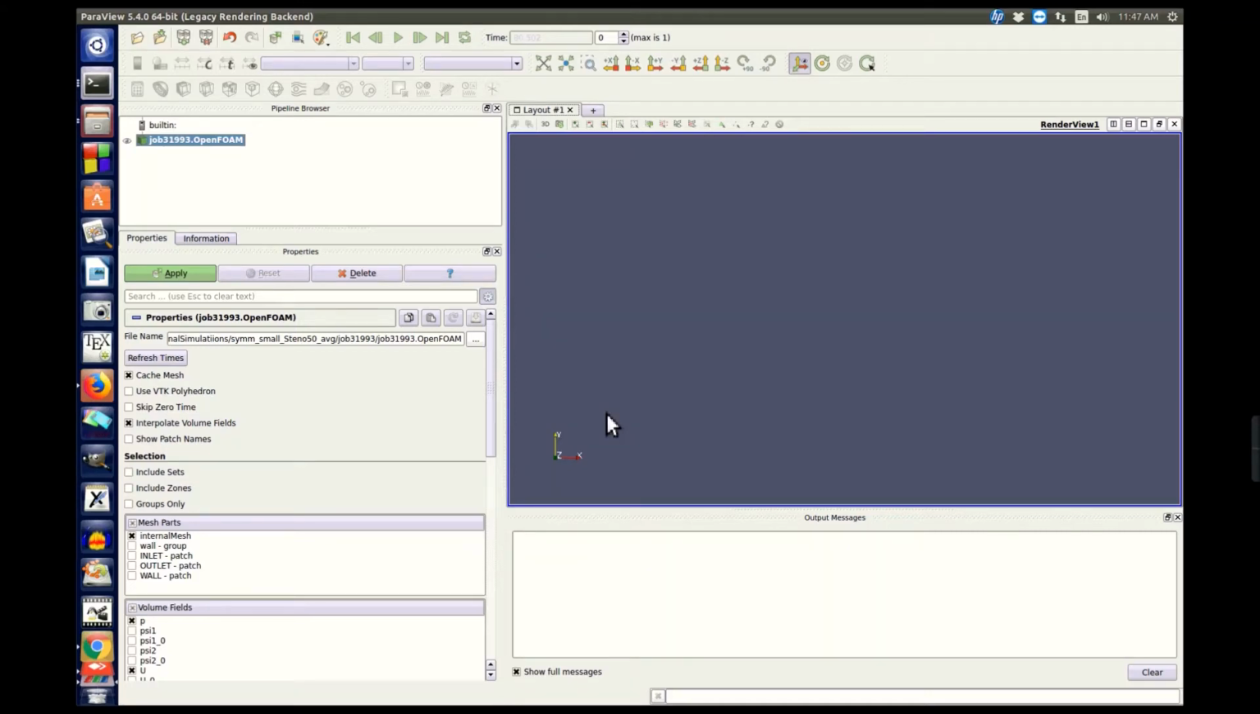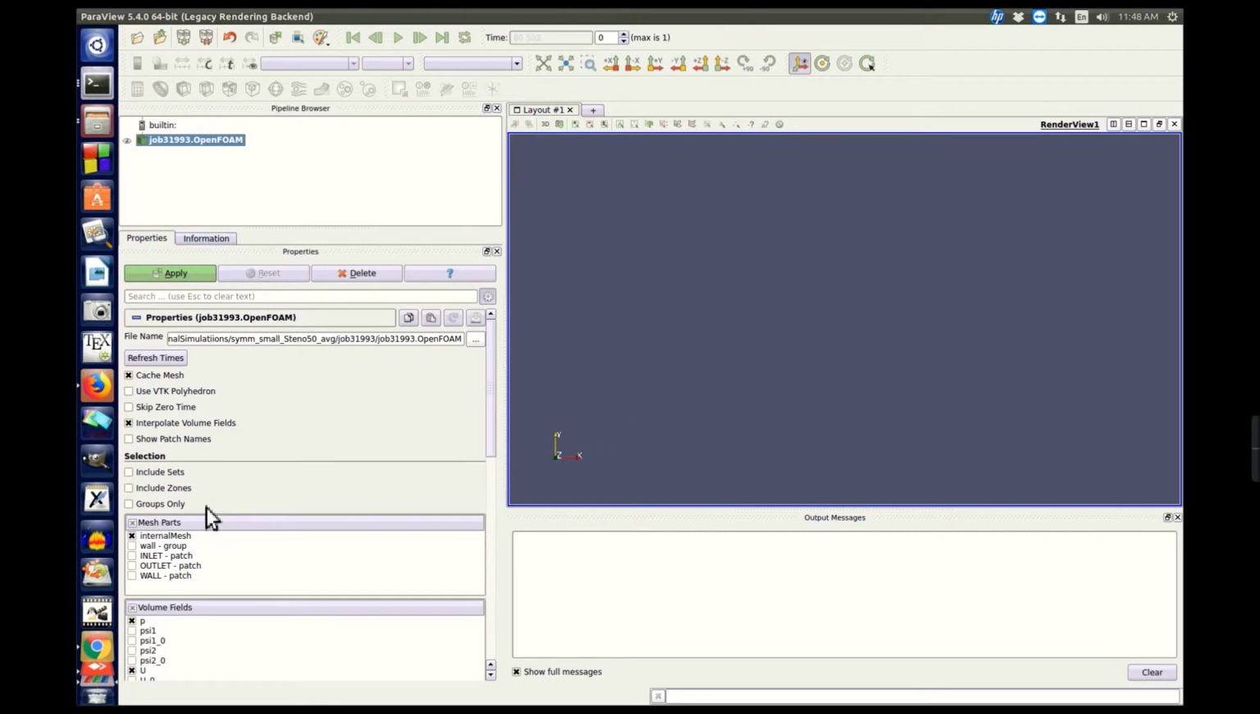So welcome everyone. Today in this video, I would like to show you how to unwrap a cylindrical geometry in ParaView into a rectangular sheet-like geometry.